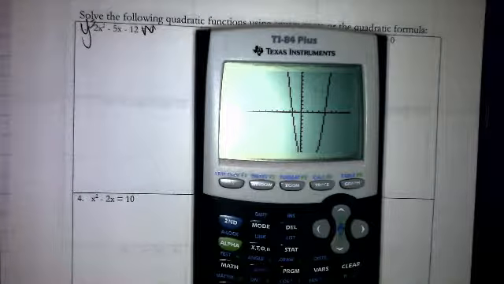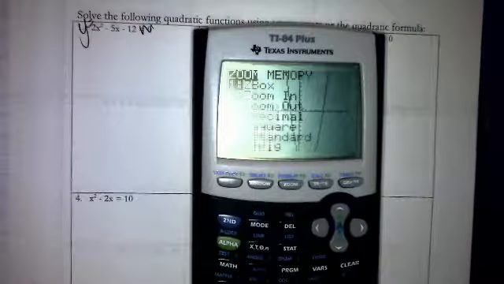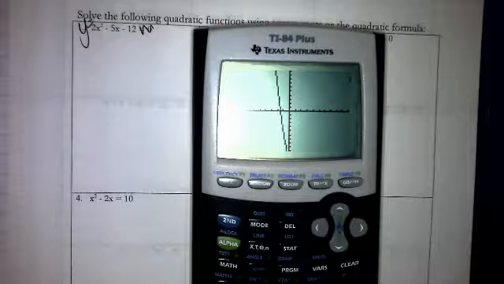I think my window looks kind of funny. It looks scooted over. So I'm going to hit zoom 6. If yours looks fine, then leave it that way. There you go. That looks better.